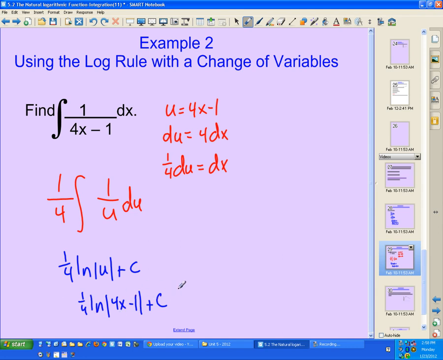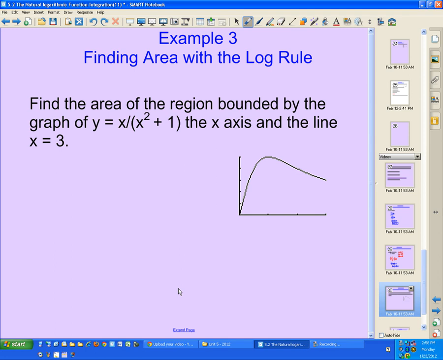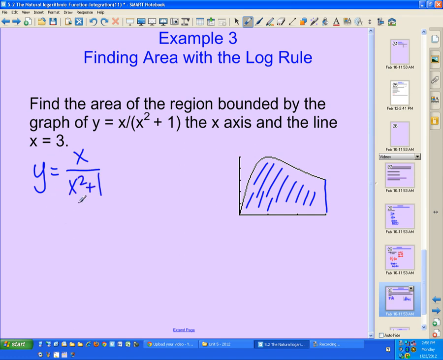Another example, they could ask us to find the area of the region bounded by the x-axis and the line x equals 3. So basically they're asking us to find this area right in here. And so I just kind of sketched a graph for you so you could see it. The function I'm dealing with is y equals x over x squared plus 1. And so I have to integrate this to find area. That's what the terminology is for.